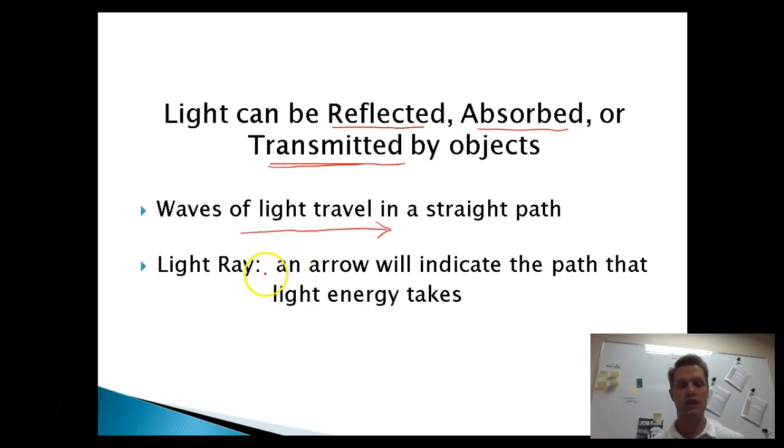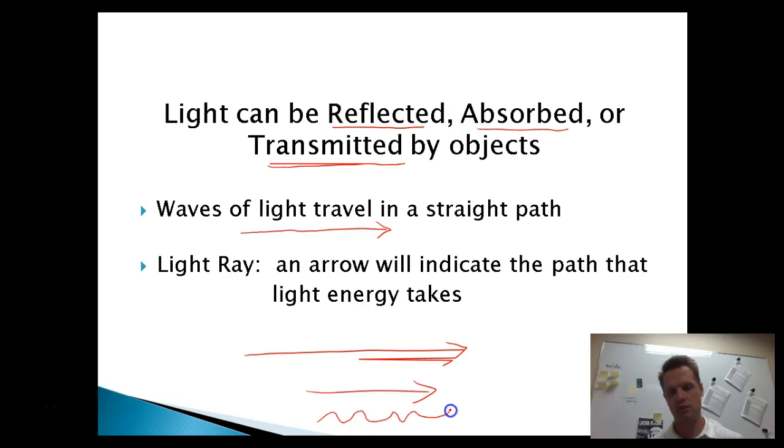This is why when you look at a shadow, it is normally straight from the point of that object. An arrow indicates the path that the light energy will take. So if we want to represent a ray of light, we represent it with an arrow. It should look like this. Now really what it is, it's a wave, and we're showing the direction in which it is traveling.